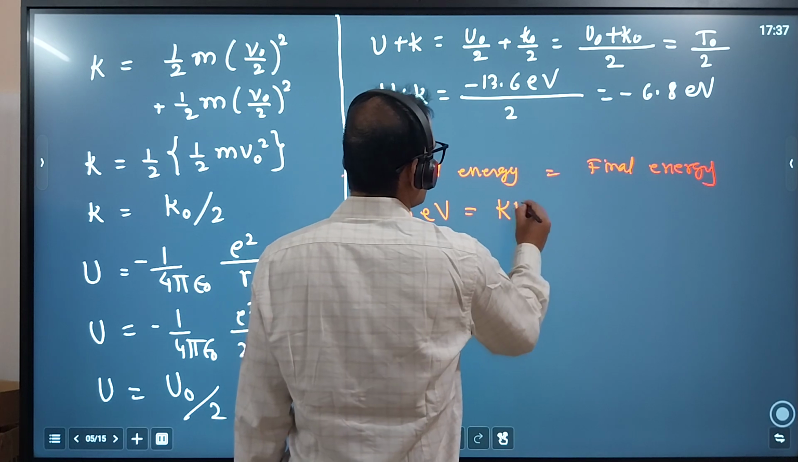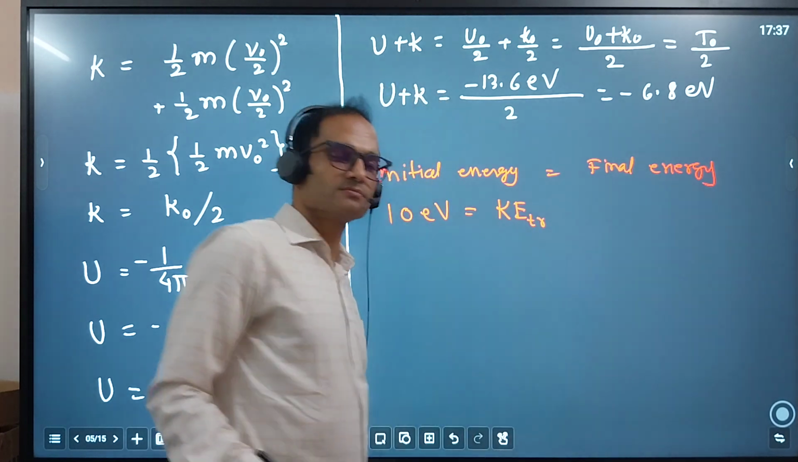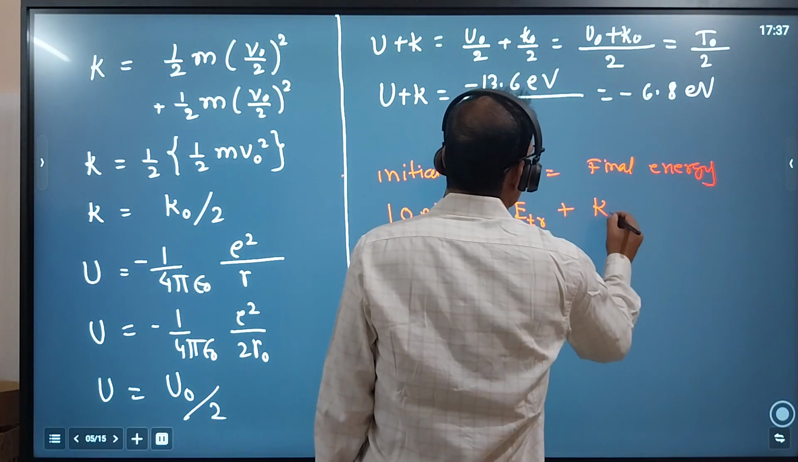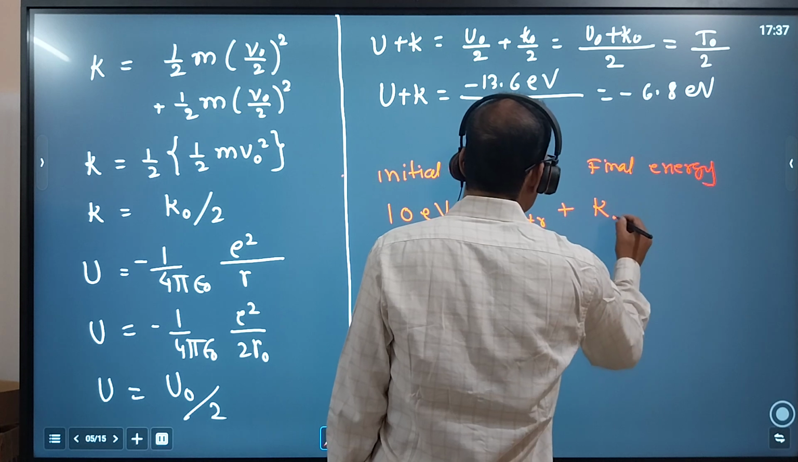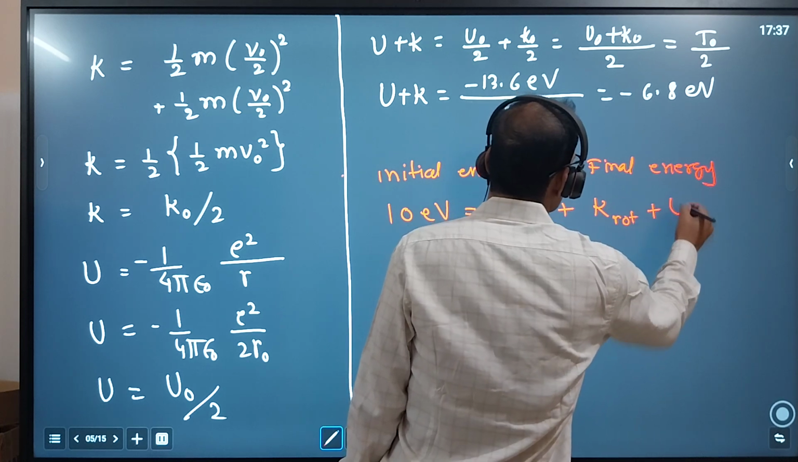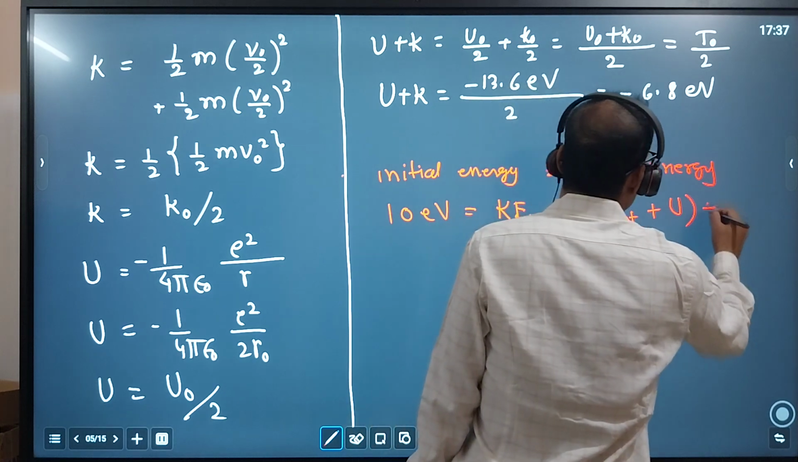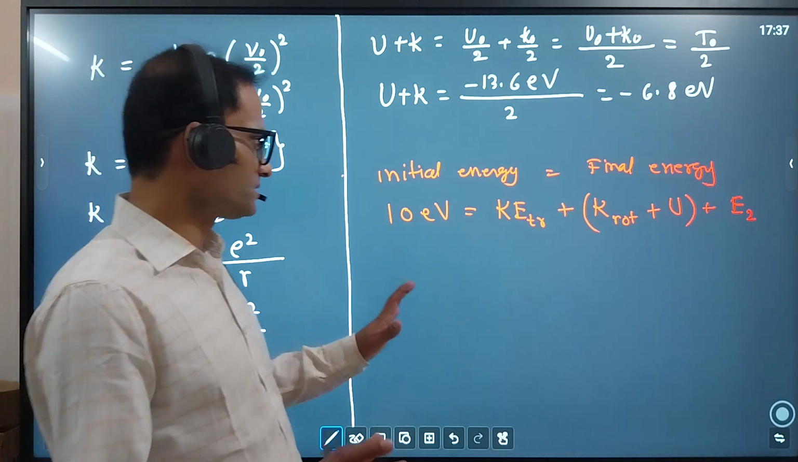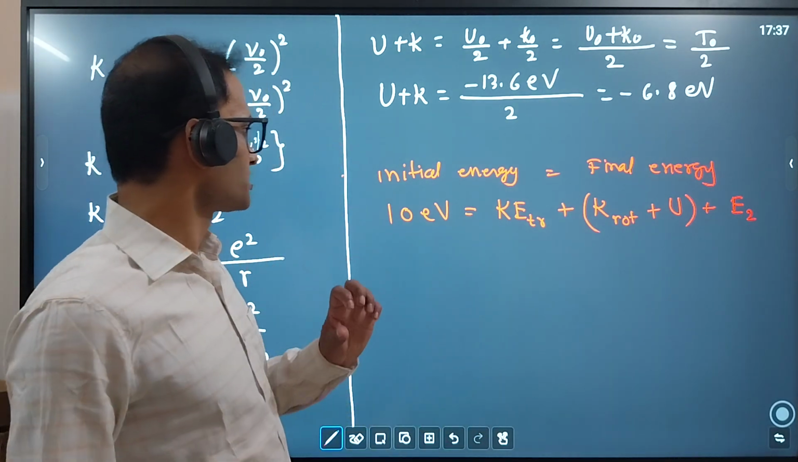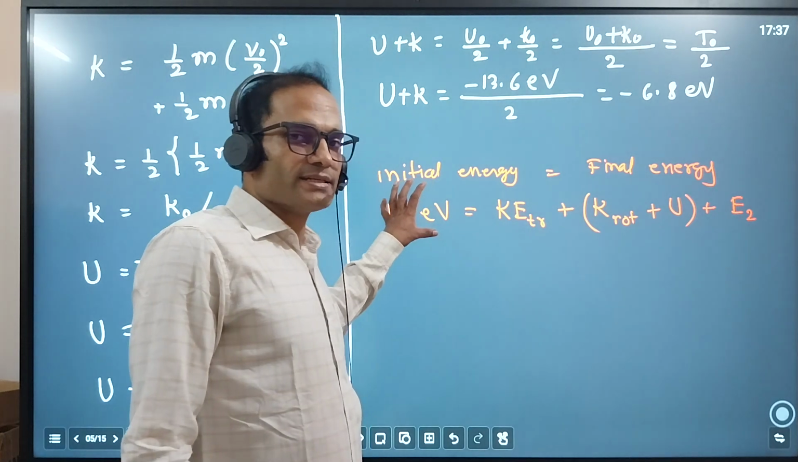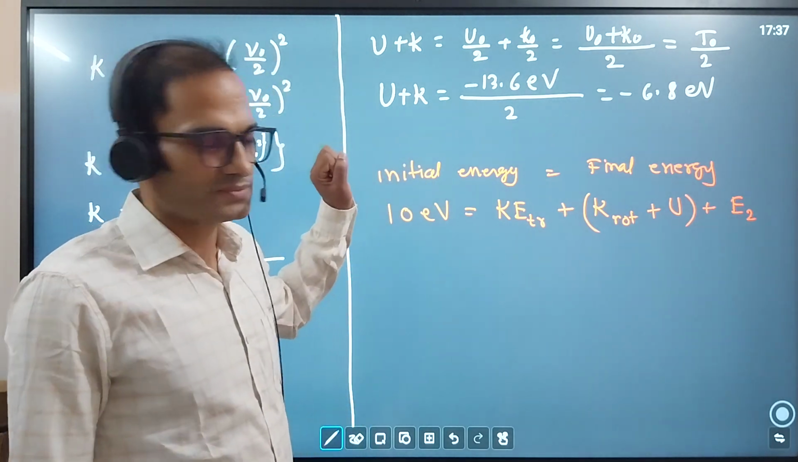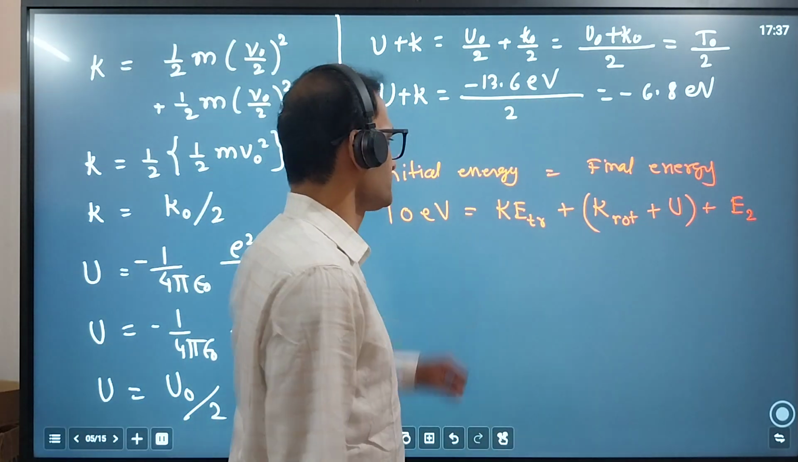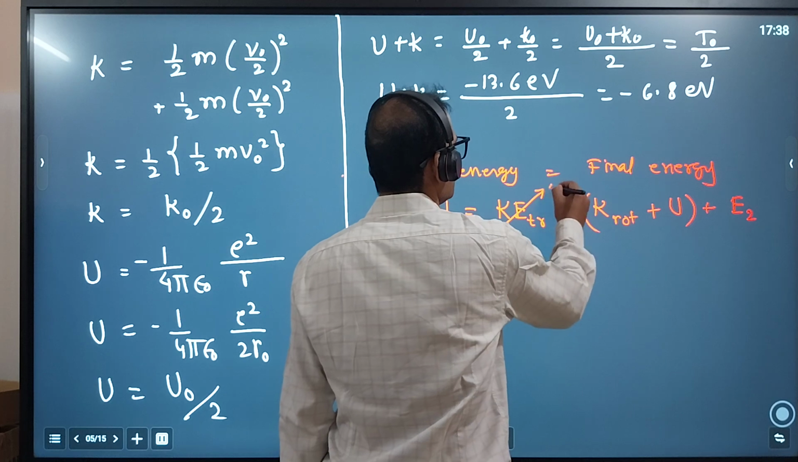One is kinetic energy of the atom, translational kinetic energy. Other is k naught, rotational, plus u, plus E2. E2 is the energy of the photon. Let me explain. It is the total kinetic energy of the electron. Now electron is hitting the positron. It is making a positronium ion, and translational kinetic energy is phi BB.